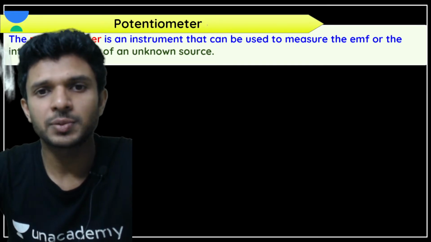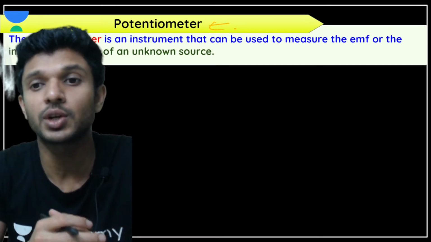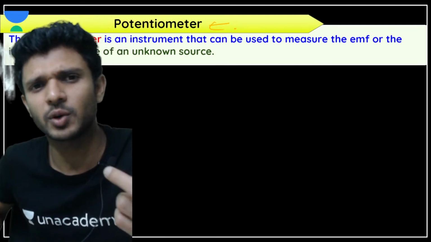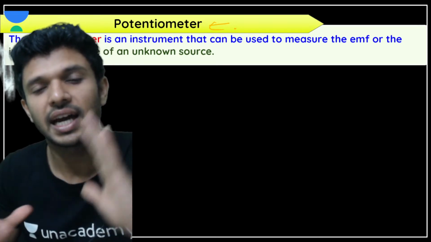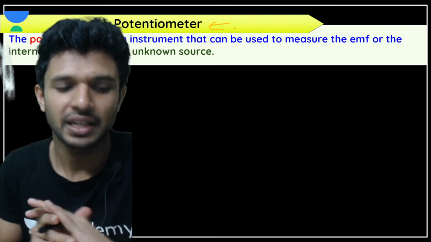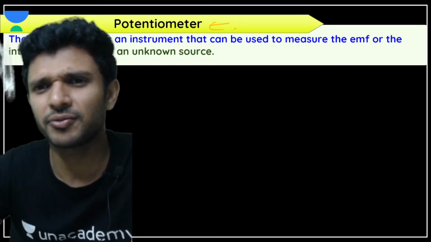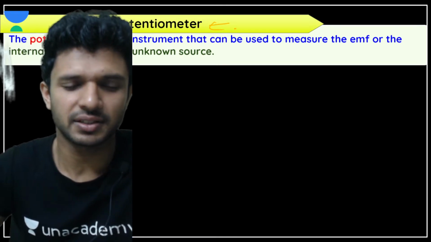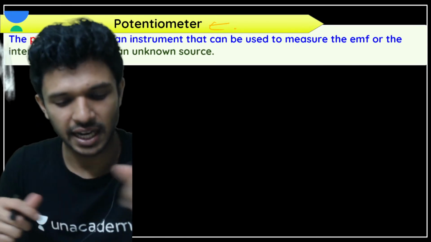So what is potentiometer? Potentiometer is a device to find out the EMF and the internal resistance of a given cell. It's a device for two purposes. And everyone will be asking, sir, EMF of a cell, which is a potential difference, why can't we find it using a voltmeter? Why should we have this potentiometer itself? I'll explain.